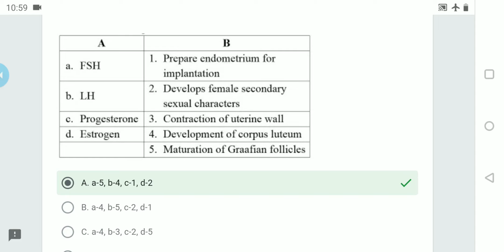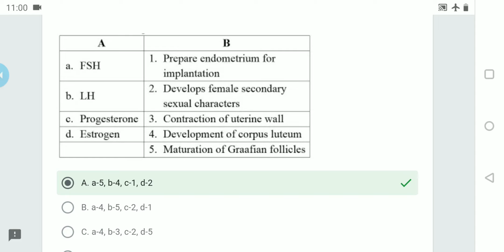See here, in column A they have given the names of the hormones, and in column B they have given the specific action, or you can also say the function. FSH, follicle stimulating hormone. What is the role of this FSH? The maturation of Graafian follicle. Then what about the luteinizing hormone? Development of the corpus luteum.